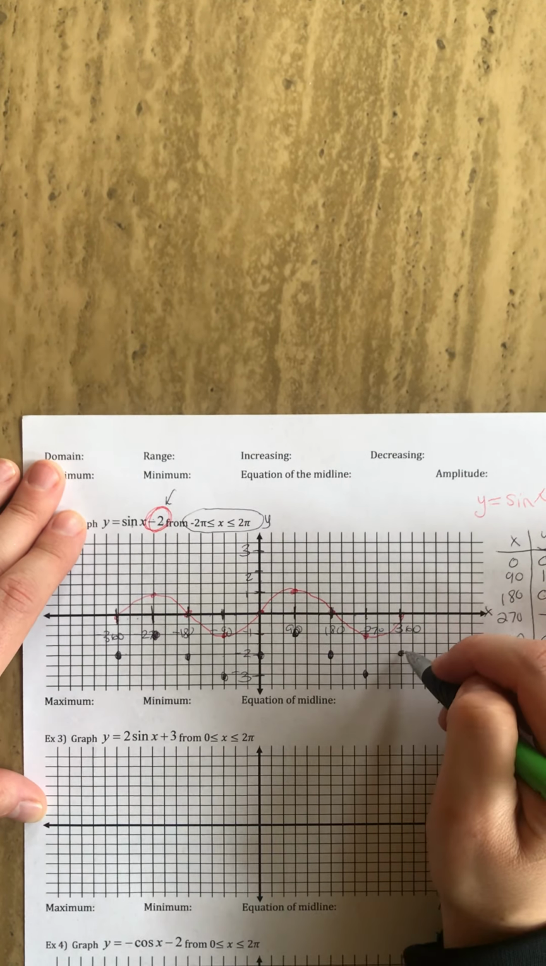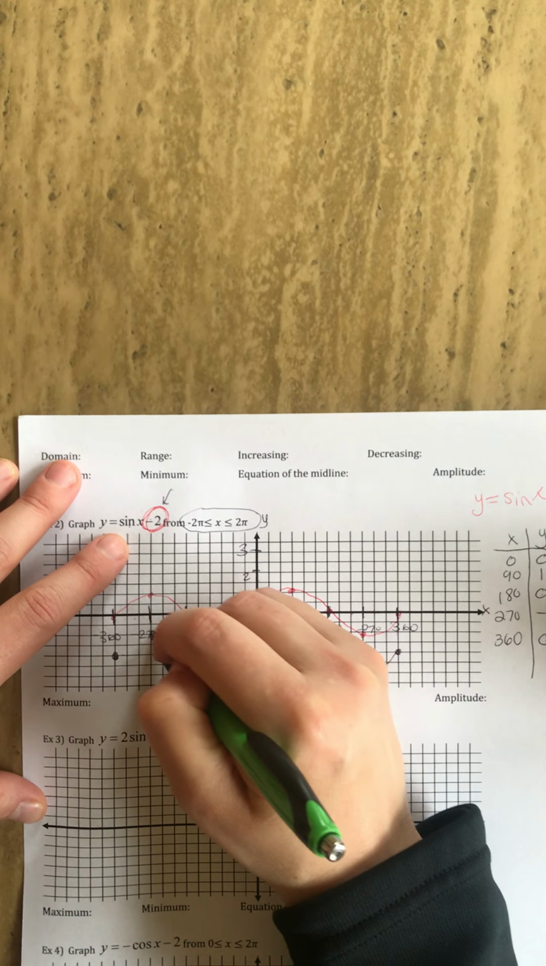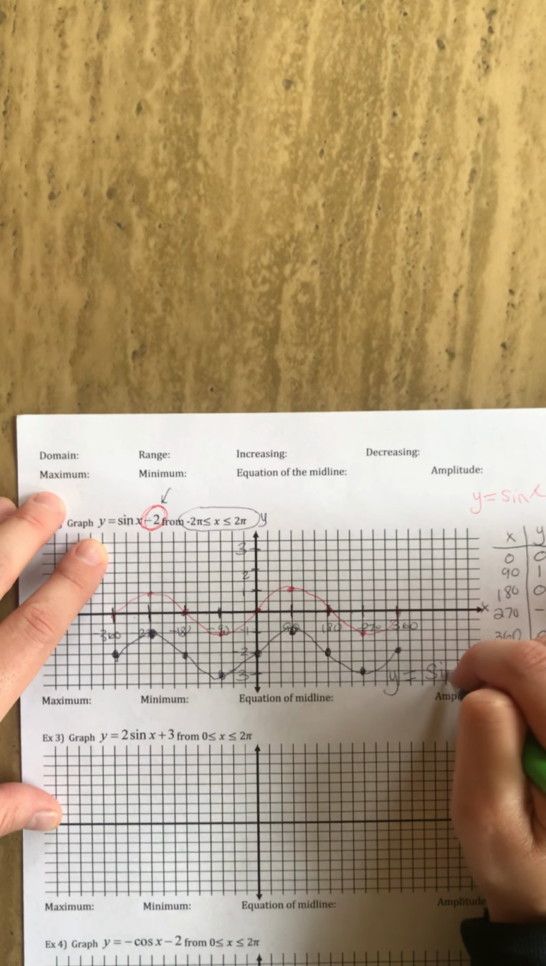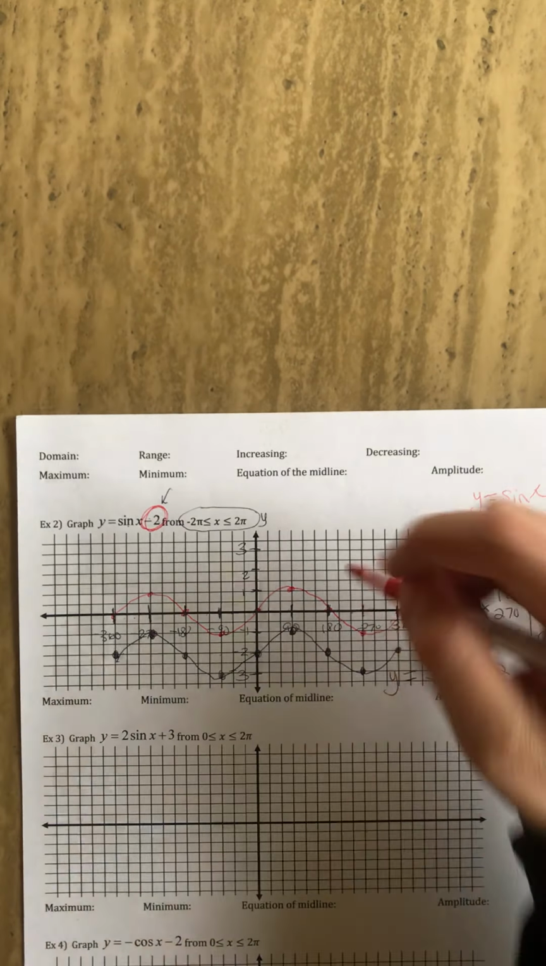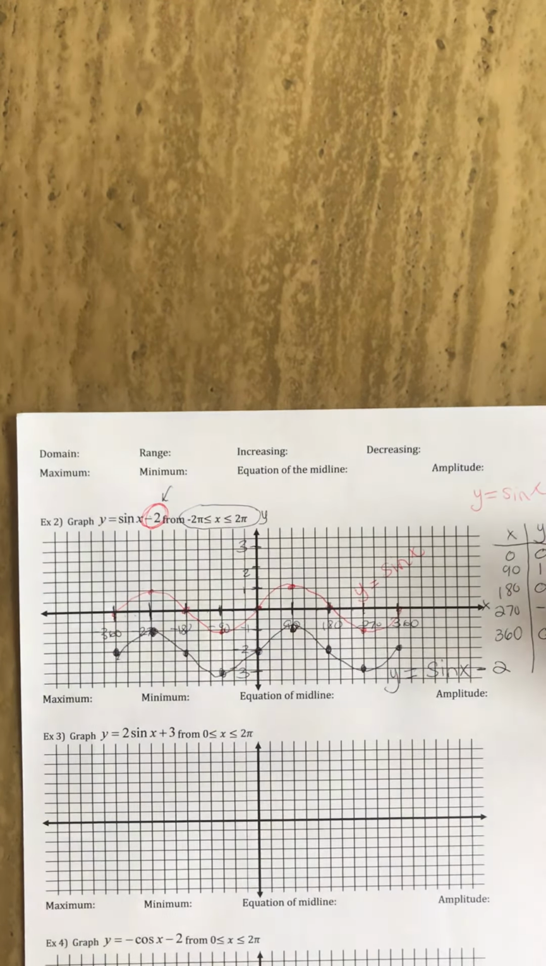Okay, so you guys should have this right here. And make sure that you label this: y is equal to sine x minus 2. This one right here was just y is equal to sine of x.